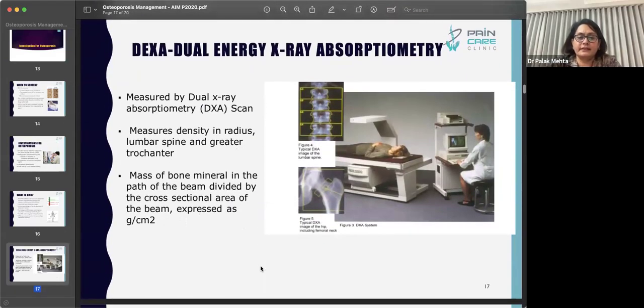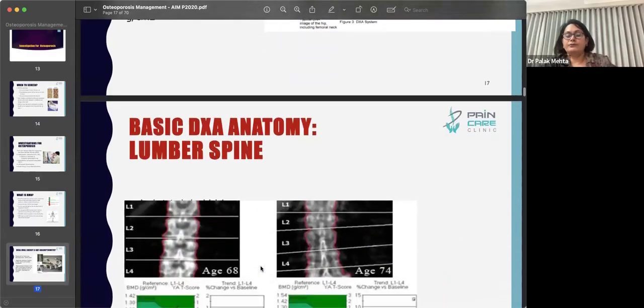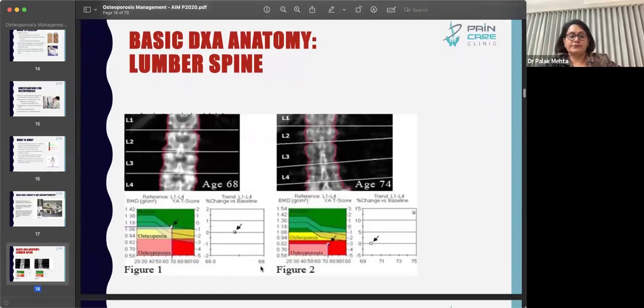So this is the DEXA scan, dual energy X-ray absorptiometry. It measures density in the radius, lumbar spine and greater trochanter, as we discussed. It is the mass of the bone mineral in the path of the beam divided by the cross-sectional area of the beam, expressed as grams per centimeter square. This is the theoretical part. How the report is generated, we will come to know.